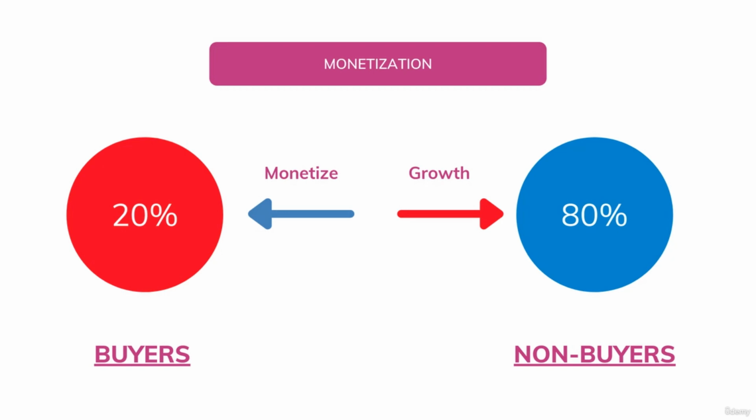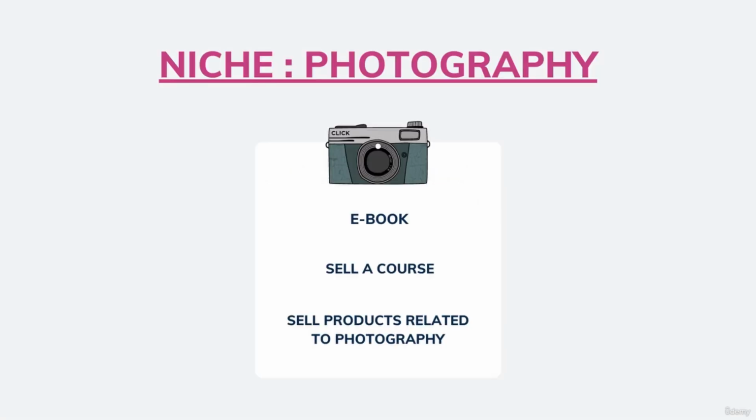Okay, now let's take a look at few niches and see some ideas of monetization. So as you can see on the screen, the first example or the first niche that we are going to take a look at is the photography niche. So how can I monetize a photography niche? And as you can see on the screen, I have given 3 methods.